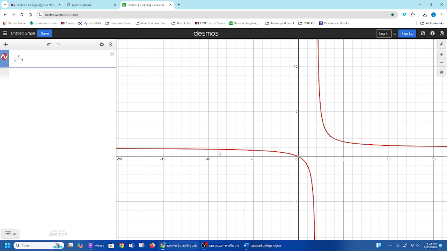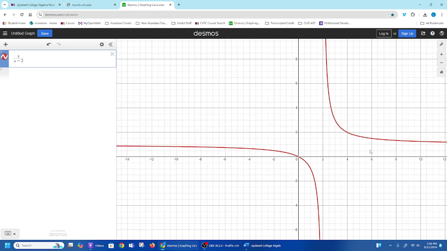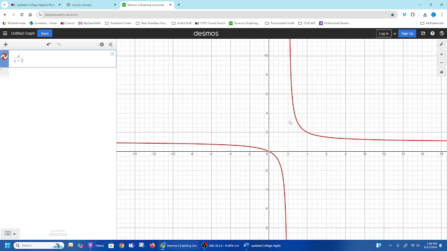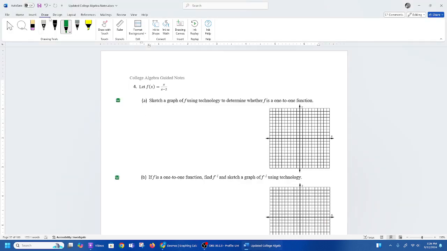Scrolling out, it's getting closer and closer to 1, but not actually touching it. And it's getting closer and closer to x equals 2, but not actually touching it. There is no place on this graph where the vertical line test or the horizontal line test are going to fail. So I'll go ahead and draw these as best as I can.